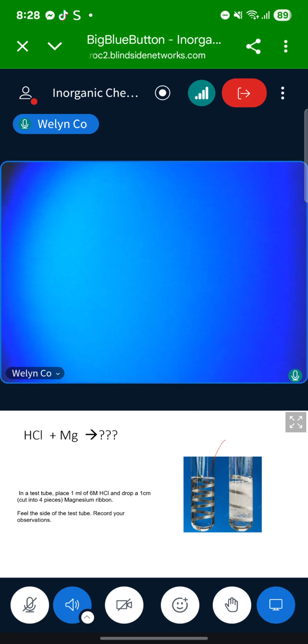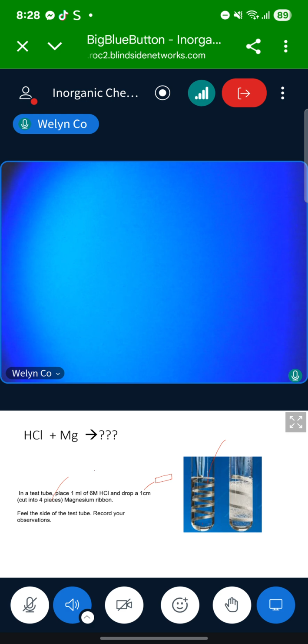You place 1 ml of your 6 molar HCl and drop a 1 centimeter magnesium ribbon cut into 4 pieces. Bakit? Kasi ganitong konsepto doon, the greater the surface area that is exposed in your solution, the faster it will dissolve. Kasi pag mahaba na 1 centimeter na isahan lang ang ilalagay mo doon in your 6 molar HCl, it will take a longer time.